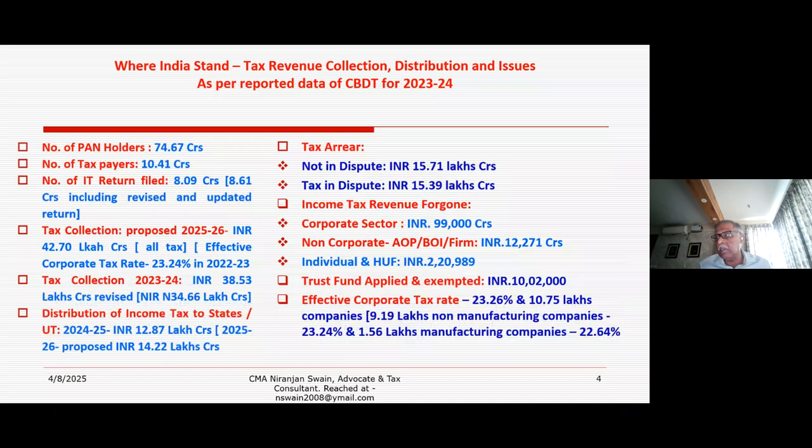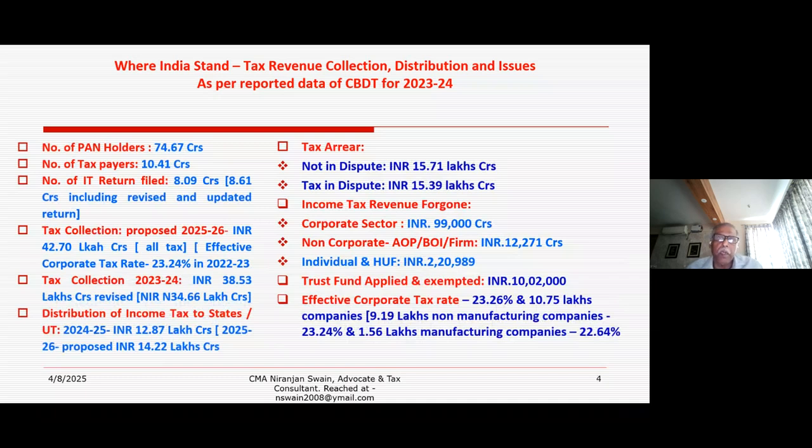And the statistics published in the budget: around 99,000 crores in the corporate sector, 12,271 crores with the association of persons, body of individuals and firms, and 2,20,989 crores for individual and HUF exemptions. So if no exemption were there, then around 3.32 lakh crores would be available for the government.